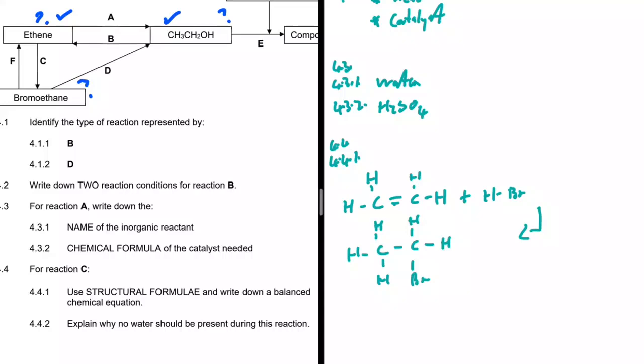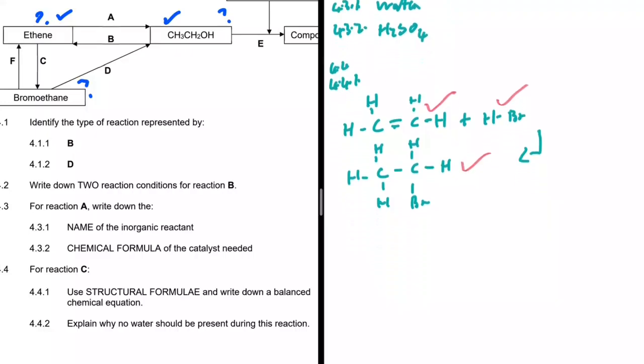Quite an easy reaction. We have our alkene, we add a hydrogen and a halogen, so it is a hydrohalogenation addition reaction, and then this is our product. Okay, there we go. 4.4.1.